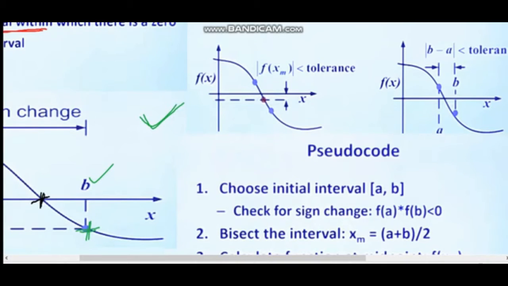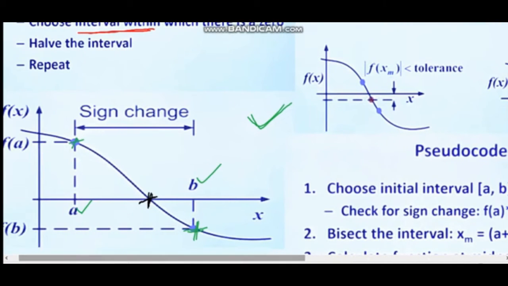So if this function value, that is f of x m, corresponding to the mid value, is positive, then we have to replace the a point with the corresponding midpoint. If it is negative, that is, f of x m, where x m is your midpoint, if f of x m is negative, then you have to replace your b value with the x m.